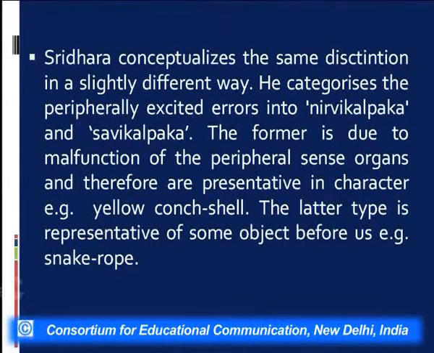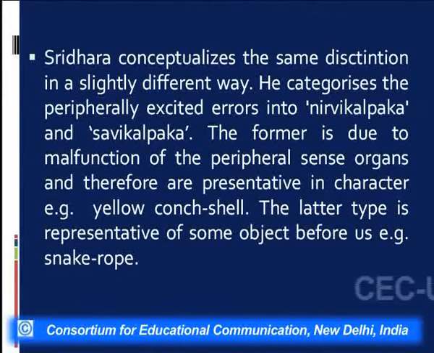So last time we would remember that we had spoken on Jayanta and Sridhara, and concluded by talking about Sridhara, who conceptualizes the same distinction, meaning the distinction between different kinds of errors, in a slightly different way. He categorizes the peripherally excited errors into nirvikalpaka and savikalpaka. The former, according to him, is due to malfunction of the peripheral sense organs and therefore is presentative in character. For example, yellow conch shell. So we have already talked about it, so it's not necessary to discuss it further. The latter type is representative of some object before us, say for example snake rope.